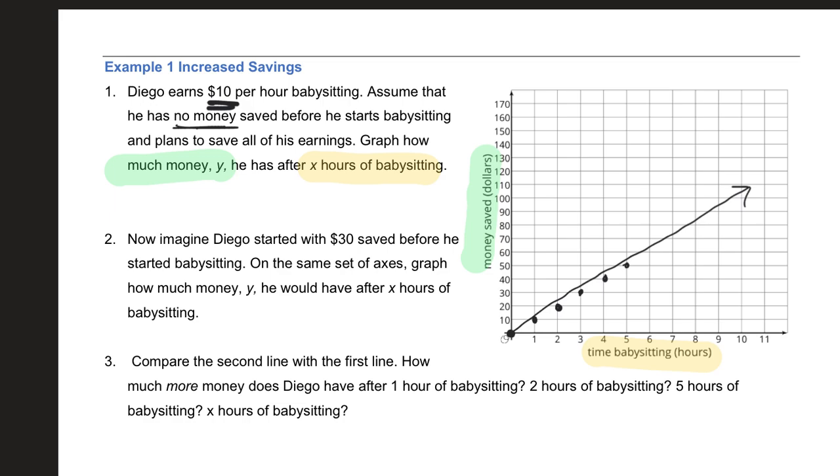Now we want to assume that Diego starts with $30 saved before he starts babysitting, and we want to graph the same thing. Instead of starting at (0, 0), we're going to start up at (0, 30), because he is now starting with $30. He is still earning $10 per hour. After 1 hour, he would have $40 saved, then 50, 60, 70, and so on. Put those dots on your graph and draw your line.